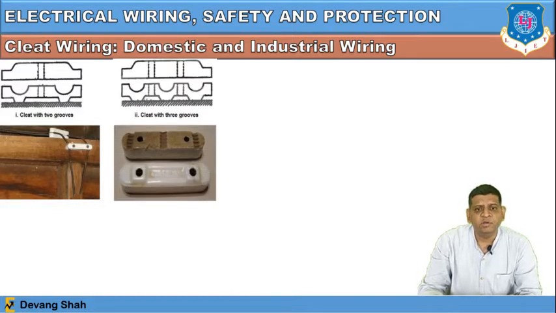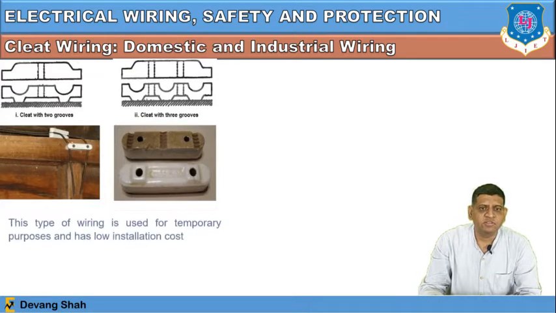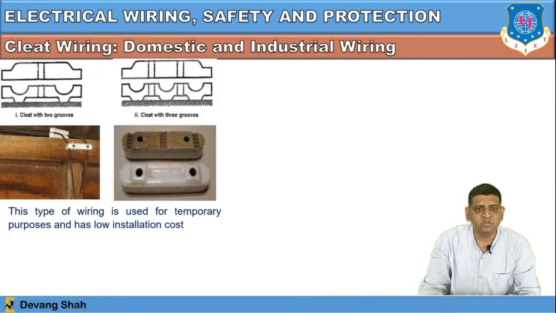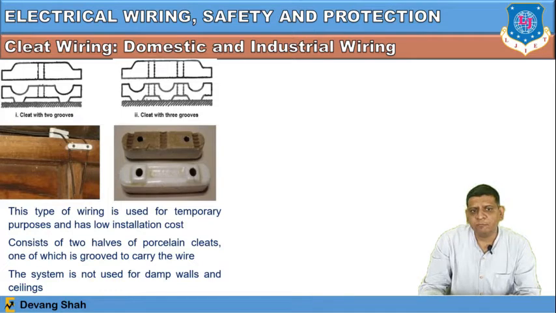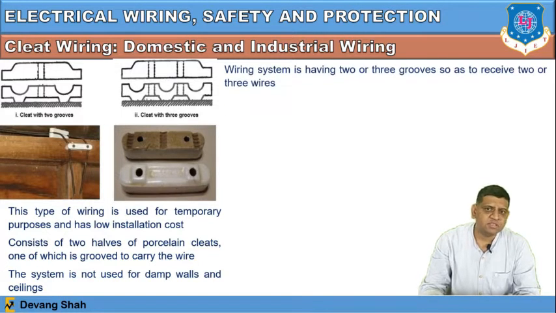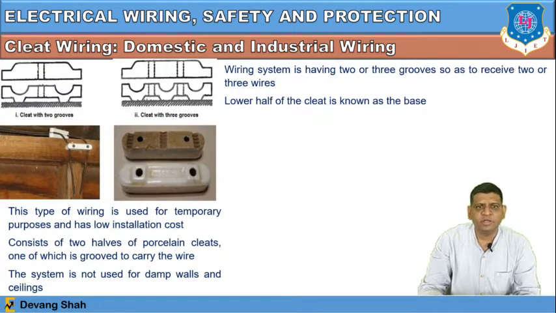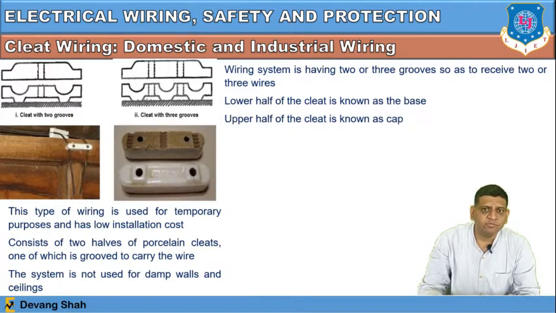Porcelain materials are used for this kind of cleat wiring, and it is open to air. So this type of wiring is used for temporary purposes and has a low installation cost. It consists of two halves of porcelain plates, one of which is grooved to carry the wire. The system is not used for damp walls and ceilings. This wiring system has two or three grooves so as to receive two or three wires. The lower half of the cleat is defined as the base and the upper half of the cleat is defined as the cap.